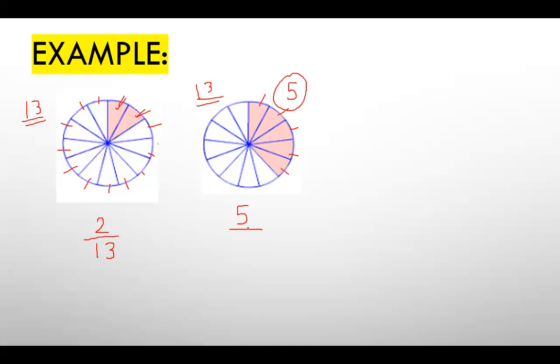So we will write 5 as the numerator, and how many total parts are there? There are 13 equal parts. So 13 we have to write in the denominator. So what we are doing, we are adding the like fractions, we are adding the like denominators, those having the same denominator, that is 13.